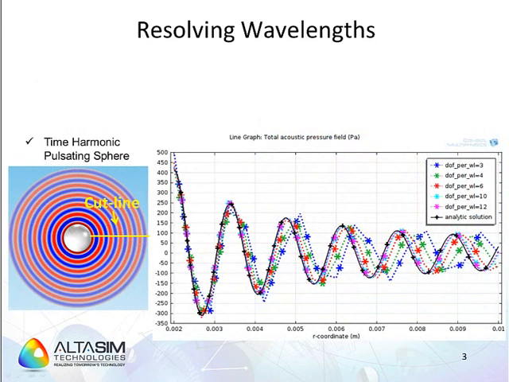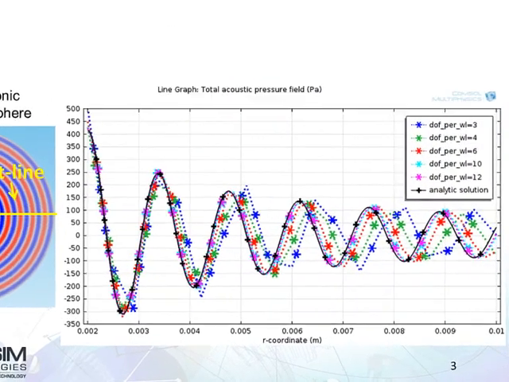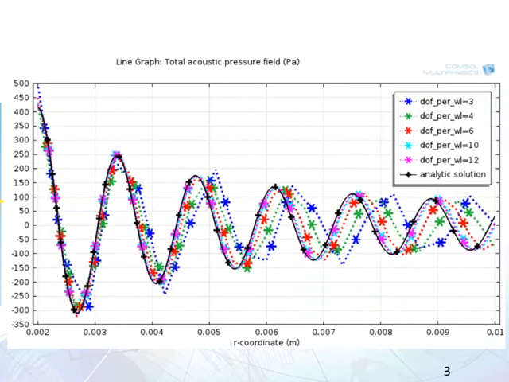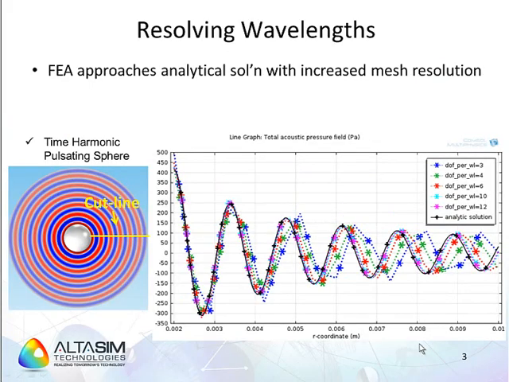Taking a cut line of data as shown in yellow, we plot the spherical wave pattern for different mesh resolutions against the analytical solution from the literature, which is shown in black. Solving problems for which there is a known analytical solution is a good way of validating your modeling technique and mesh resolution selection. As we increase the number of degrees of freedom per wavelength from 3 in blue to 12 in magenta, the COMSOL simulation results converge upon the analytical solution nicely.